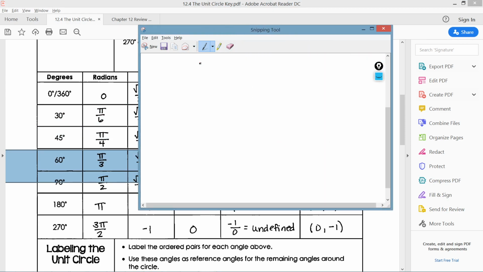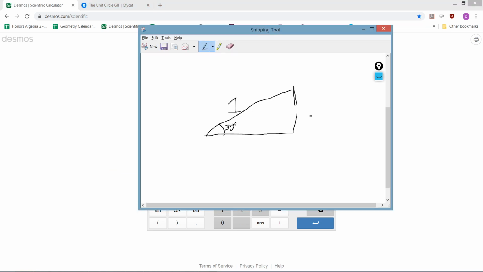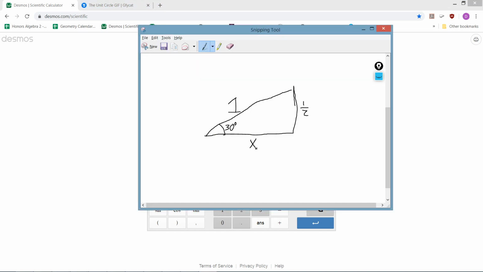Okay, there we go. So here's my, let's use black. Okay, so here's my triangle. And this is 30 degrees. And we know the hypotenuse is 1. That's a given because it's the unit circle. And we just found out that sine of 30 is 0.5. So this measure right here is 1/2. And what we're trying to figure out is what's cosine of 30? What's this x component?